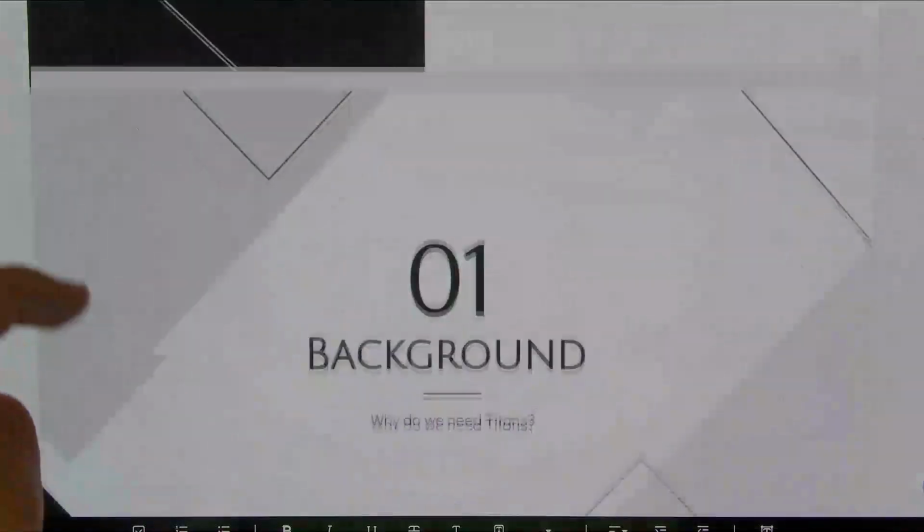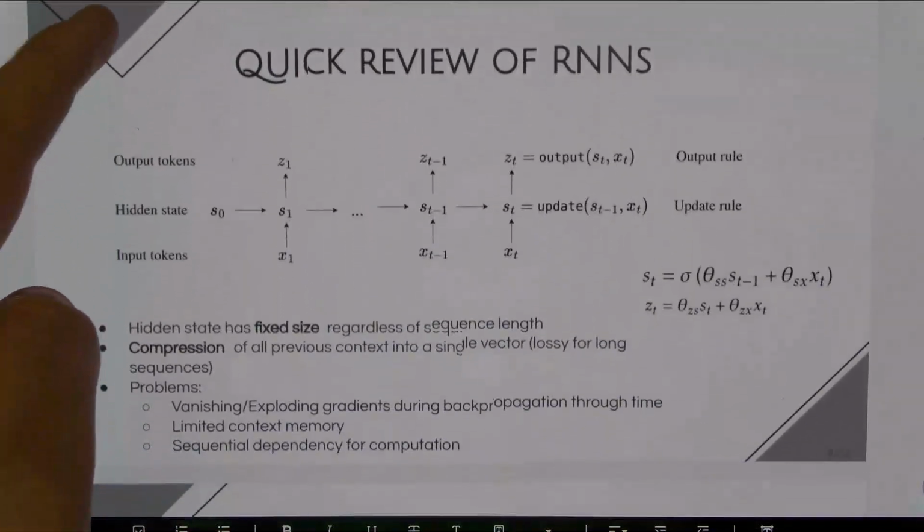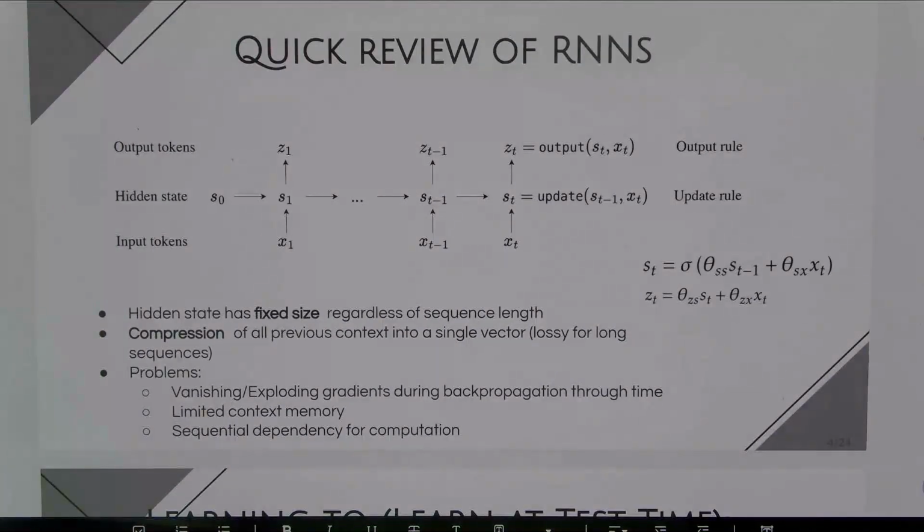So we'll start with just some background information and understand why we need Titans. So I'll start with just a very brief review of RNNs. Also, whenever I explain something, please stop me if you don't understand something or ask me questions. I love to ask questions, so it helps. So I'll just quickly go through RNNs, which is recursive neural network.